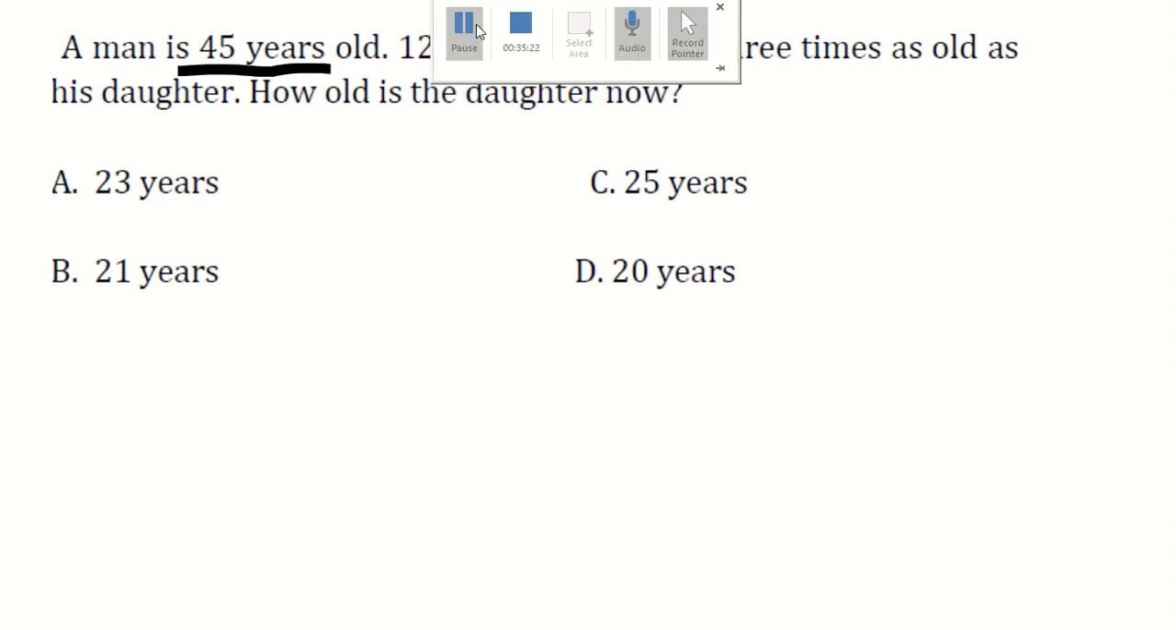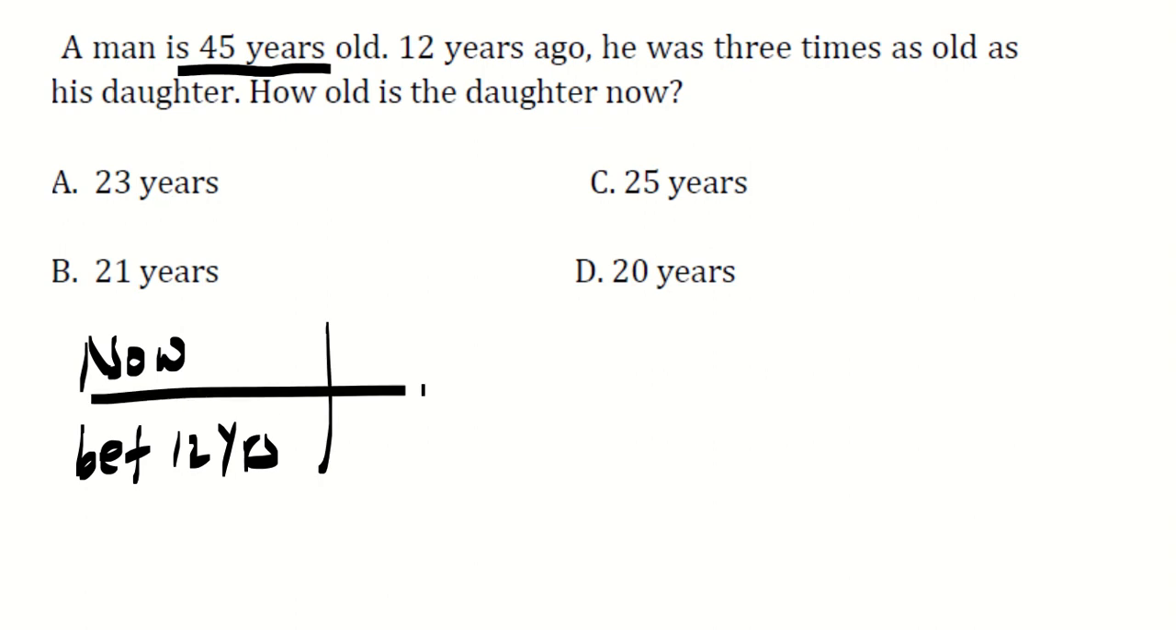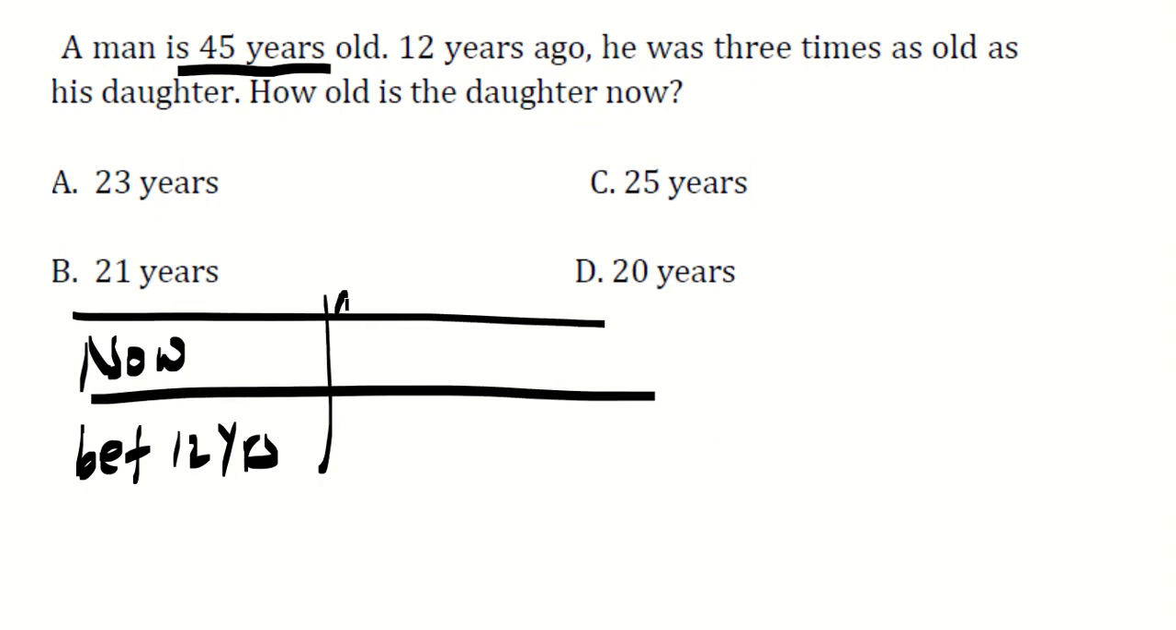That's the question. Okay, this time we have a time gap. We can categorize the time: now and before 12 years. There are 2 people here. Remember, what are they? The man and the daughter. The man's age this time is 45. The daughter's age this time we don't know. Let's say it X. This time the daughter.